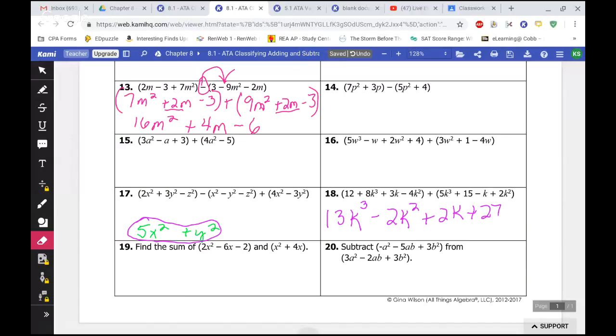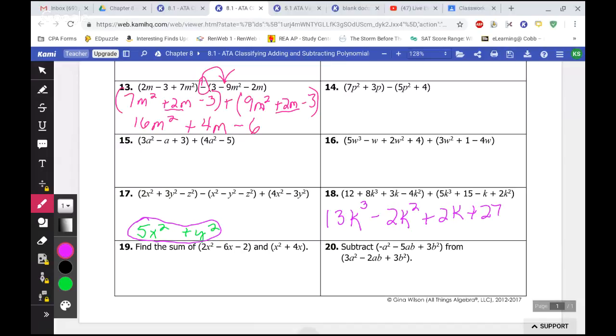Okay. Do you want me to go back and do 15 before I start on 19? I guess so. I can do that. Okay. So 3a squared minus a plus 3. That's actually in standard form. And the second polynomial is also in standard form. It's just missing one of the terms that the first one has.